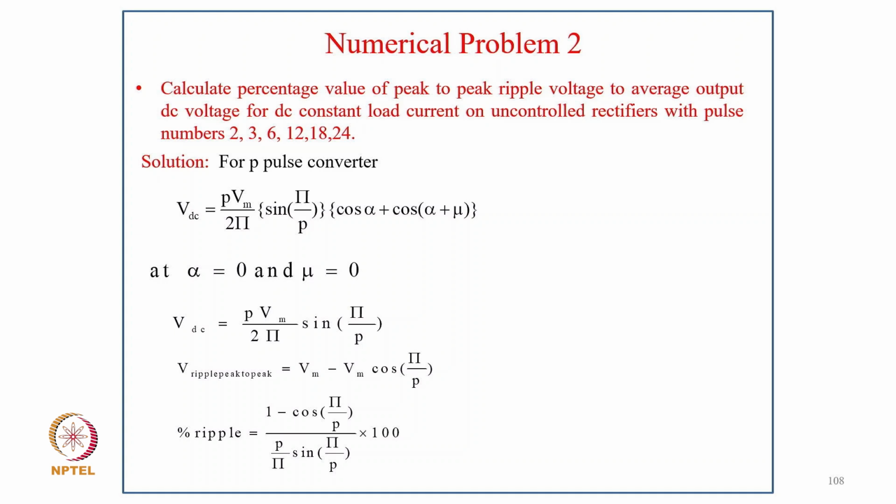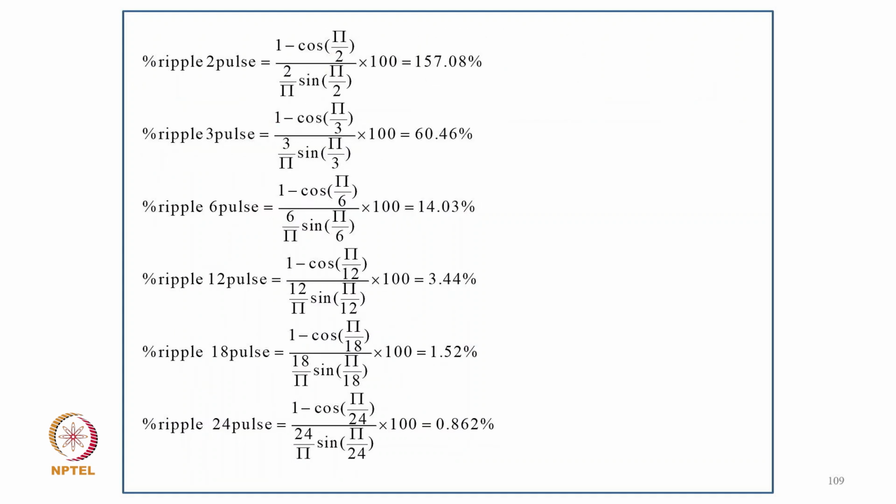Per the next numerical problem, calculate the percentage value of the peak to peak ripple voltage to average DC voltage for DC load current for an uncontrolled rectifier with pulse numbers 2, 3, 6 and 12. For a P pulse converter, VDC equals P Vm divided by 2 pi sin pi by P, in bracket cos alpha plus mu. So for alpha equal to 0 and mu equal to 0, VDC equals P Vm upon 2 pi sin pi by P, and the ripple peak to peak is Vm minus Vm cos pi by P. The percentage ripple is 1 minus cos pi by P divided by P upon pi into sin pi by P, into 100. The percentage ripple in a 2 pulse converter becomes 157%, and in a 3 pulse converter it becomes 60.46%.